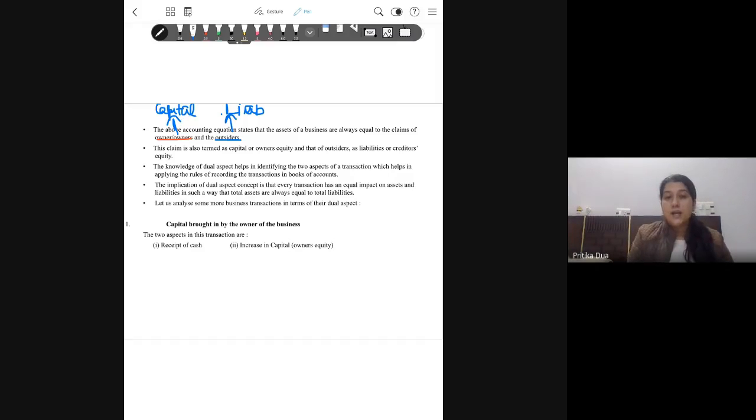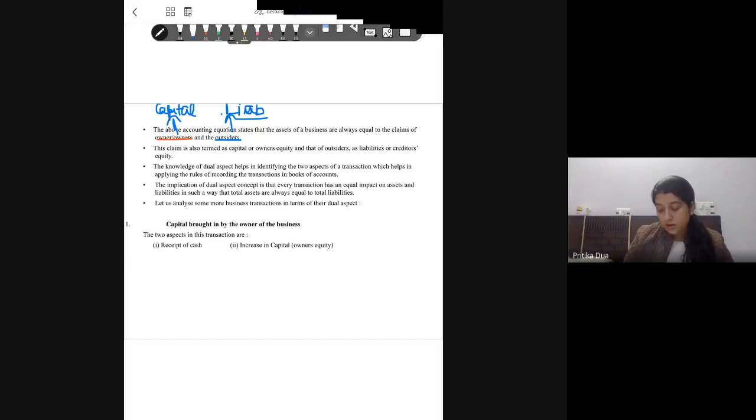Okay, so let us start with the first transaction given here, capital brought in by the owner of the business. Which means say at the start of the business, the owner is bringing some cash for meeting the expenses of the business. Now, when the owner brings in any asset, it is known as capital. So your capital in the equation is increasing. Our equation is assets are equal to liabilities plus capital.